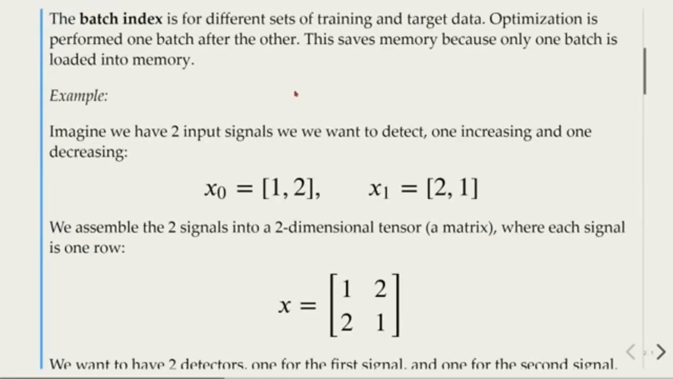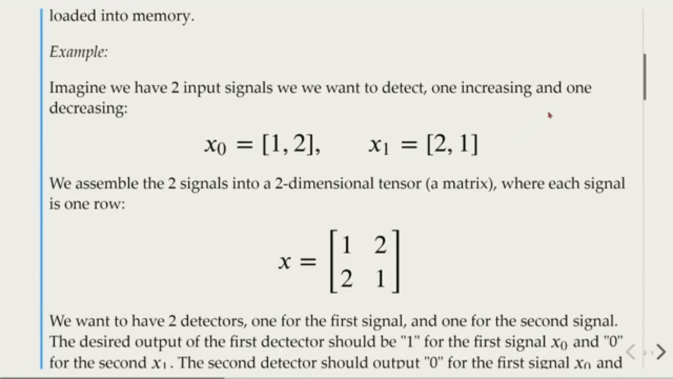In our example, let's imagine that we have two input signals that we want to detect, one increasing and one decreasing. So we have here x0 given by 1 and 2, and x1 given by 2 and 1. We will assemble these two signals into a two-dimensional tensor, a matrix, where each signal is one row.